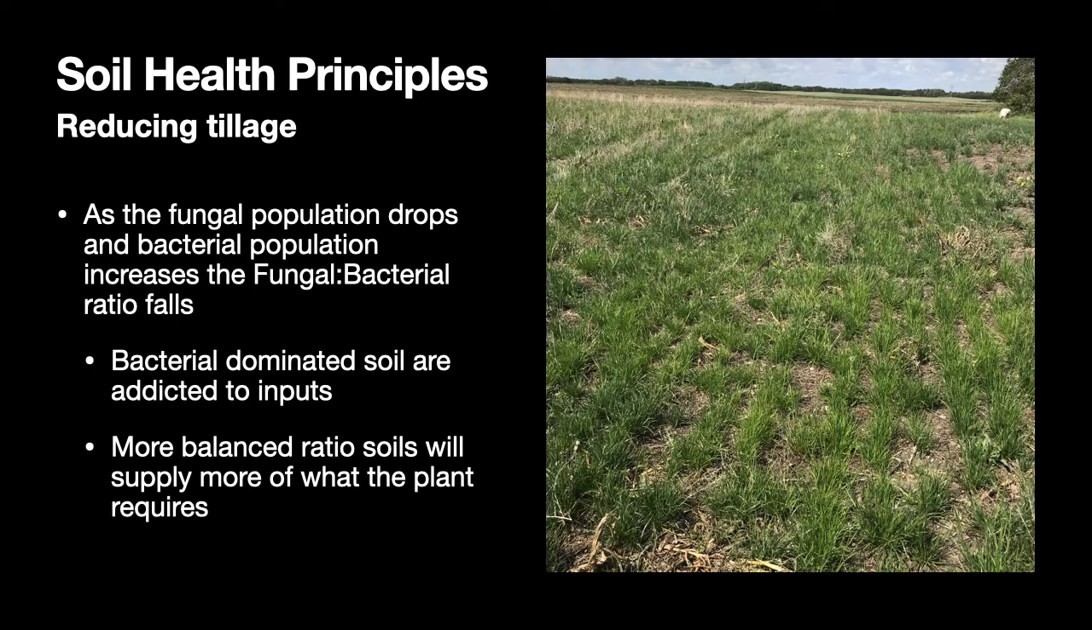As the fungal populations keep dropping from tillage and the bacteria populations keep increasing, our fungal to bacteria ratio is falling. When that falls, especially below 0.3, that is regarded as that soil being bacterially dominated. When we look at bacterially dominated soils, those soils are addicted to inputs. They need to be fed all the time, whether it is fertilizer, herbicides, or fungicides. Once we start balancing out our fungal to bacteria ratios, a lot of those issues disappear.